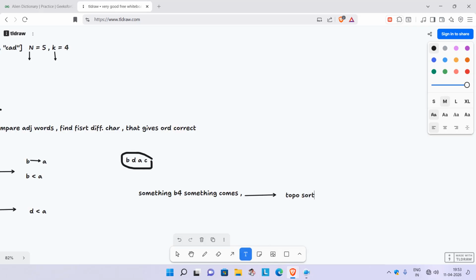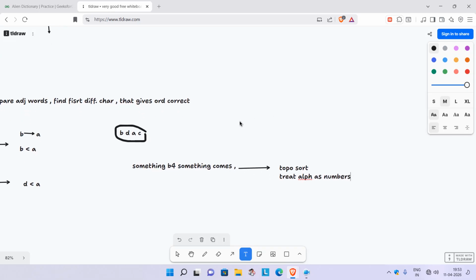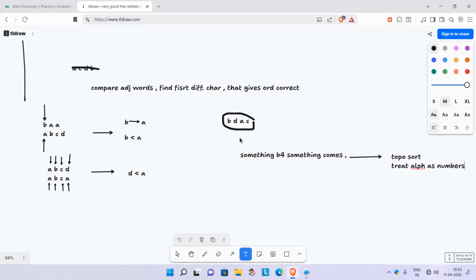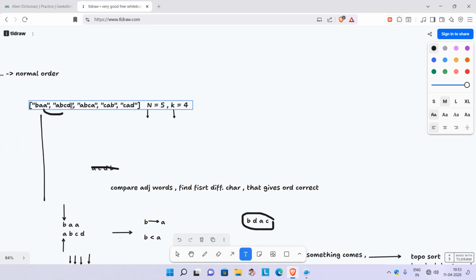Again, we can treat this as a graph question where we use nodes 0, 1, 2, 3. We have to treat our alphabets as numbers, 0, 1, 2, 3 and so on. So we have to find the ordering of the characters using topo sort. I can explain again how to do this while comparing.